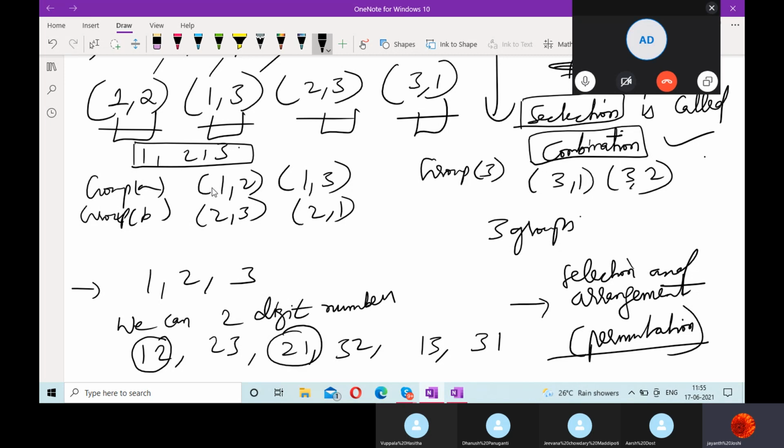Now you may have a doubt: Sir, you also did the same thing in the bracket. No, there we just selected and made a group. Here we are trying to arrange the numbers. If I have 1, 2, 3 and someone asks for 3-digit numbers, 123, 321, 231, anything you can make. This is called permutation. All of you write this.